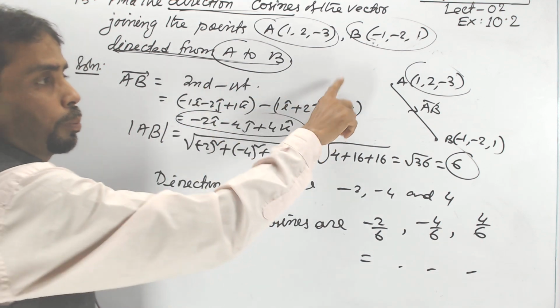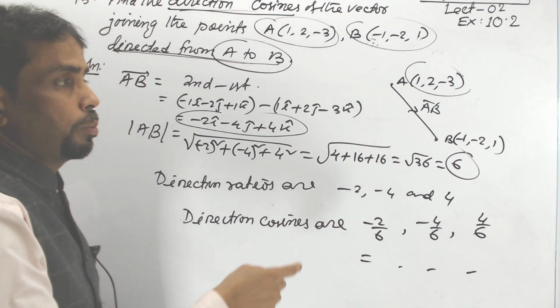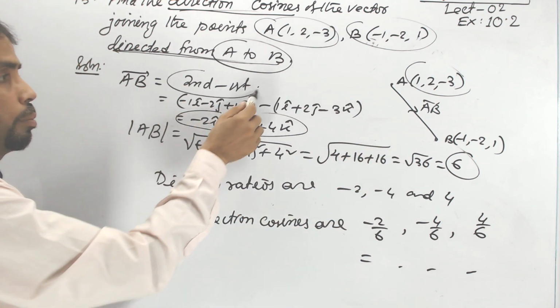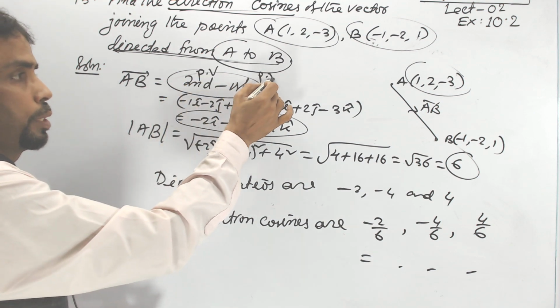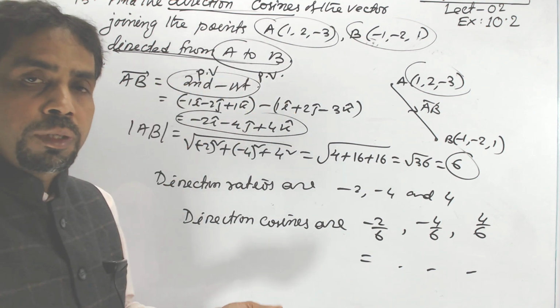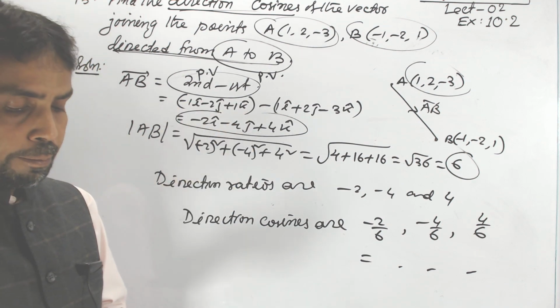And remember, whenever points are given, we have the displacement vector. It is found by second minus first. Position vector of second minus position vector of first. You can memorize it in short: second minus first.